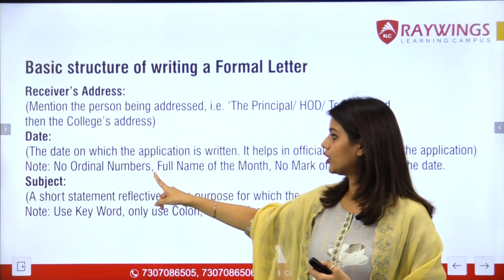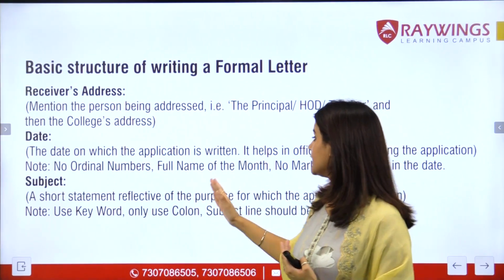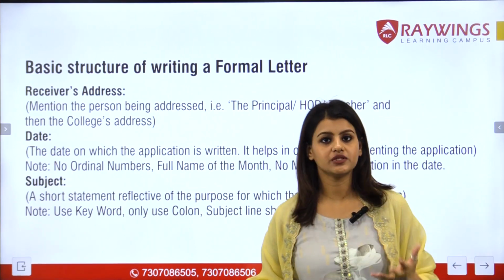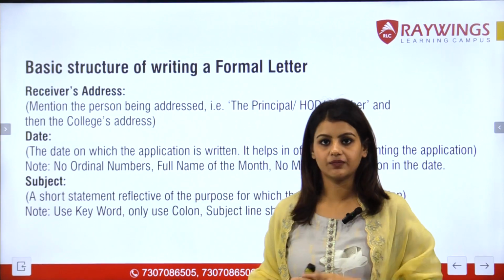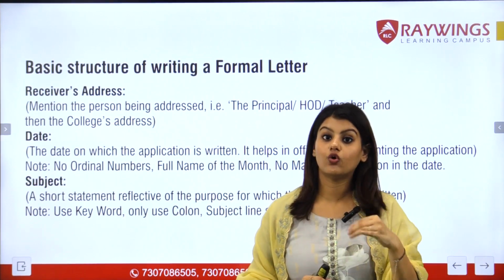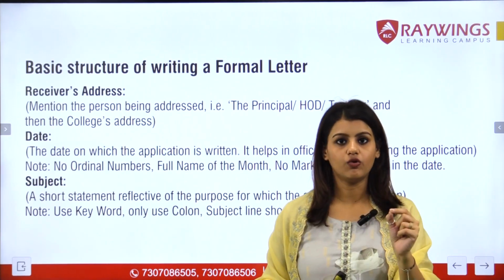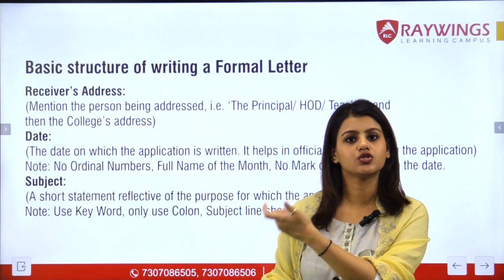Note, no ordinal numbers. So कोई ordinal numbers नहीं लिखने हैं. Then full name of the month should be there. No mark of punctuation in the date. For example, if I want to write down 4 May 2023, so उसमें हम 4th May नहीं लिखेंगे. That is an ordinal number. We will use the simple numbers 4, then full name of the month, which is May, and then 2023.